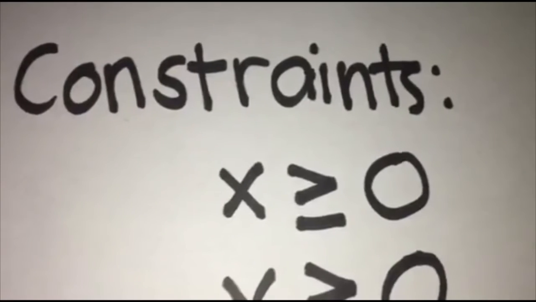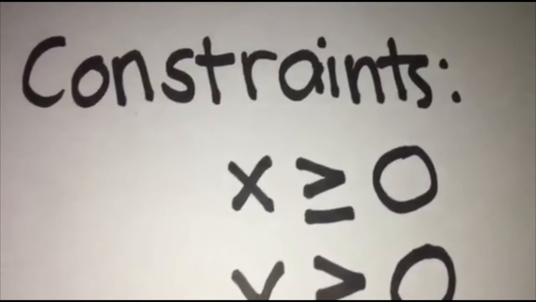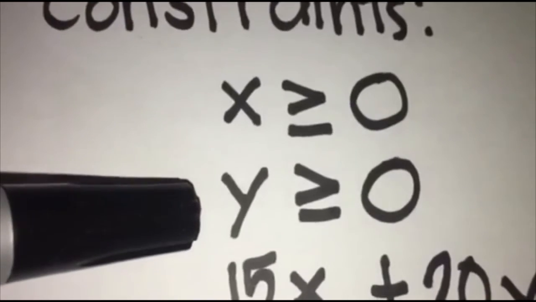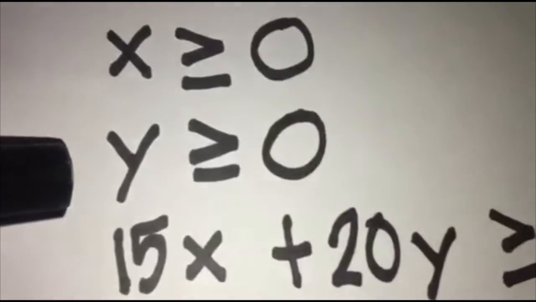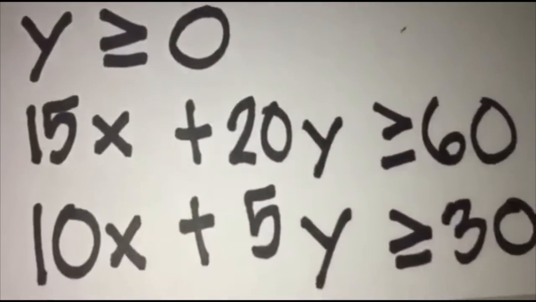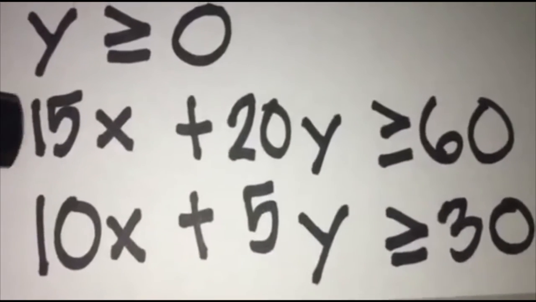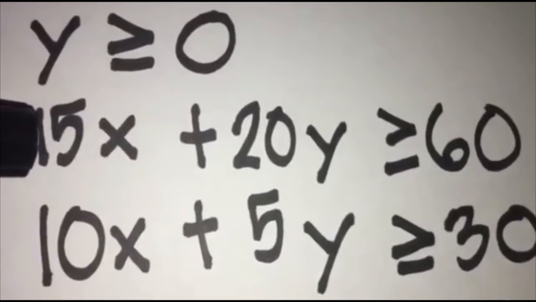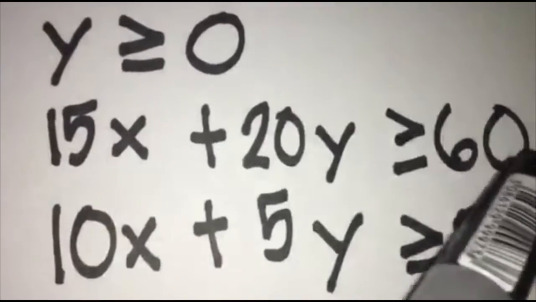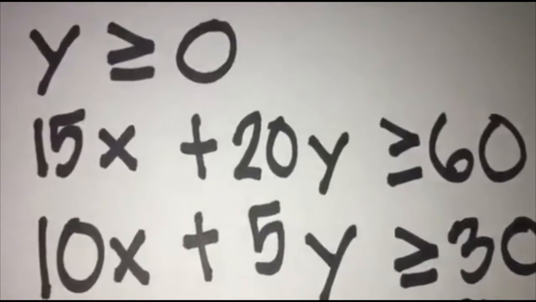For the constraints, we let x and y be greater than or equal to 0, since we talked about the cost and cost cannot be negative. For the protein and fat constraints, 15x plus 20y would be greater than or equal to 60 for the protein, and 10x plus 5y would be greater than or equal to 30.